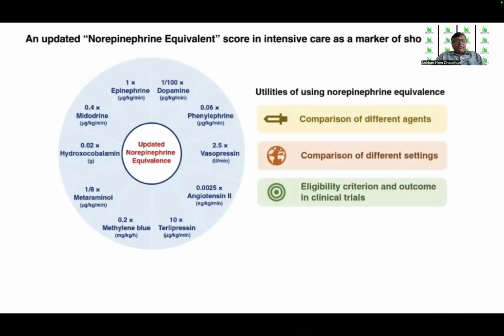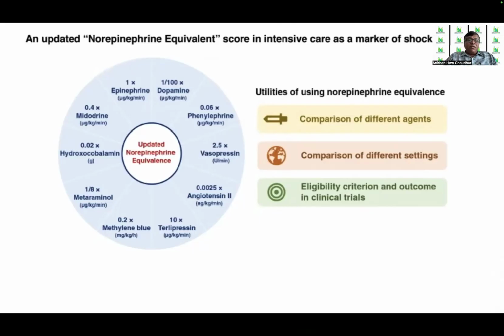It is important to understand the concept of norepinephrine equivalent score in intensive care as a marker of the shock severity, because that explains the requirement in case of other vasopressors. So whenever we use other vasopressors, that can be converted into the appropriate dose of norepinephrine equivalent by multiplying with a factor. And that factor is different for the different vasopressors. It is similar for epinephrine and norepinephrine, but for all others, it is a particular factor.